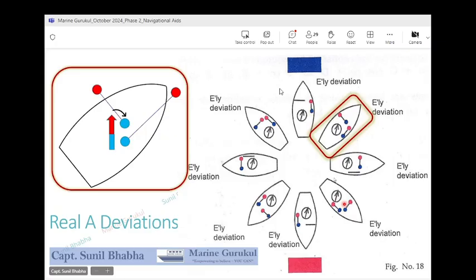So now the same fundamental can be applied on all the other headings, and you will see that at every heading the deviation generated is easterly deviation. This is what we call as real A. Great, let's move ahead now.